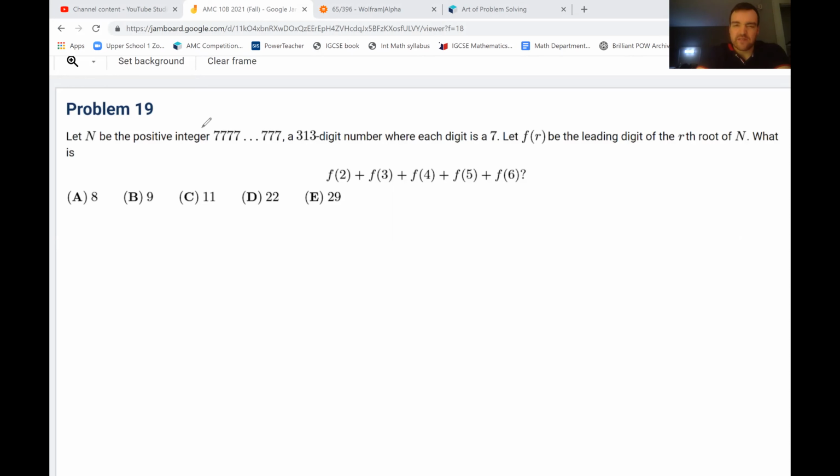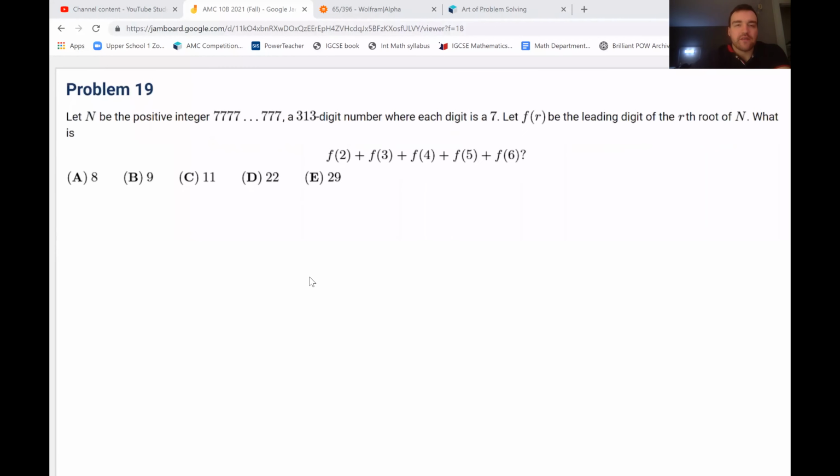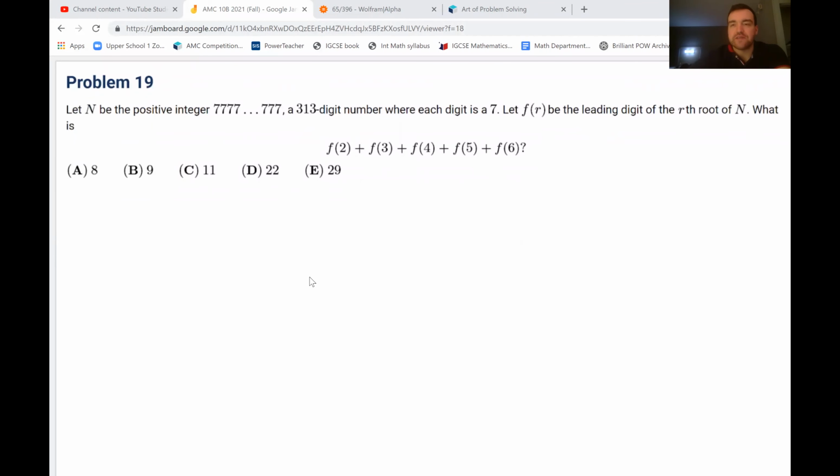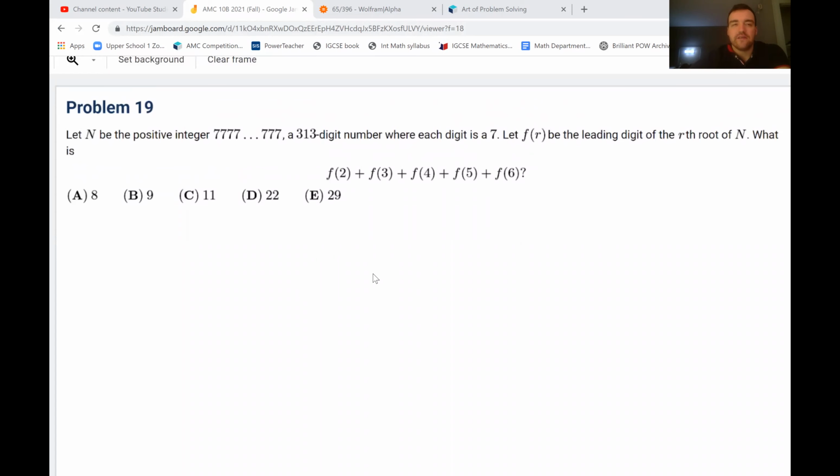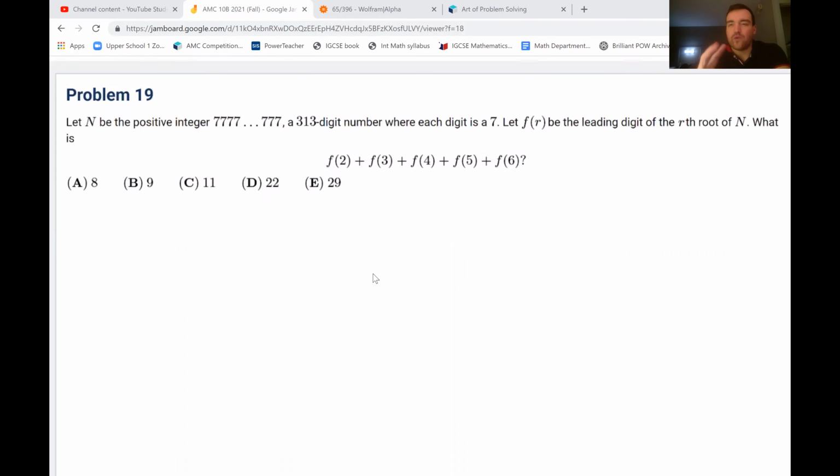Okay. Looking at this, it's like, oh my God, what do I do here? I feel like AMC loves to throw in these weird, grindy types of problems where you have to do some type of estimation, which I'm not a huge fan of. In math, I like to find a more logical, interesting solution to a problem and not have to do some weird estimation stuff.